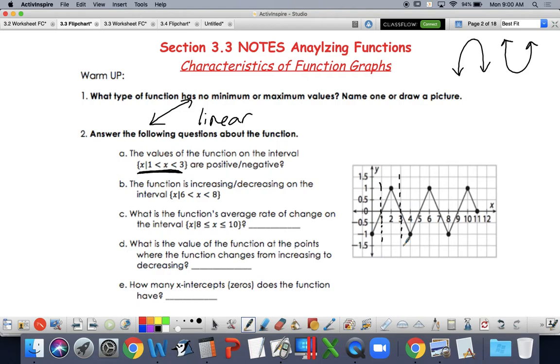Who thinks positive? You guys have to guess. It's either one or the other. Who thinks it's negative? Mason, you didn't vote. Okay, let's talk about what I mean by positive or negative. The output value, meaning the y value. So let's look at when x is 2. When x is 2, that falls in between 1 and 3. What is my y value? 1. Is 1 positive or negative? Positive. Our answer is positive.